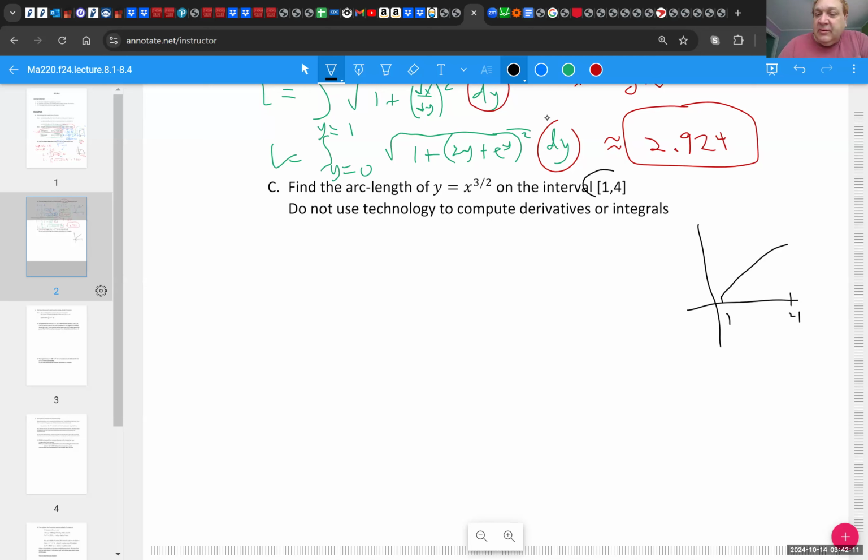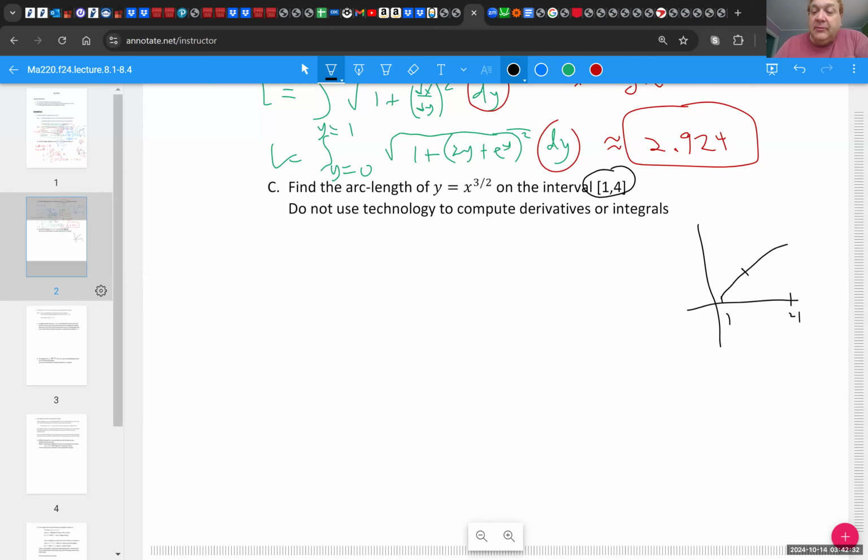Right, that's the notation, 1 to 4. When they use that bracket notation, it means including 1, including 4. And if they don't specify, it's always for the input variable, the independent variable, which is x. So 1 to 4 means x equals 1 to x equals 4. You may see that in the homework, so just remember that's the notation the math people use.